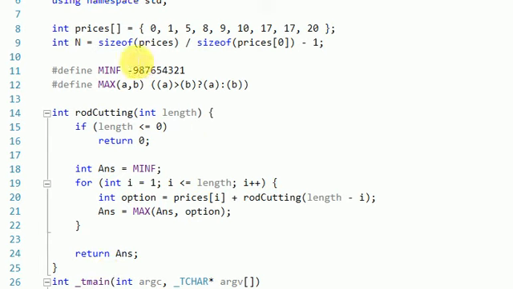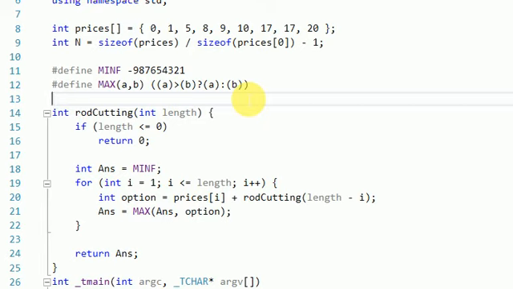So if the price list increases, for example if n is equal to some 100, then we will get our main issue: overlapping subproblems will occur. So it will take a lot of time to compute the output. So what we have to do is apply the caching technique.